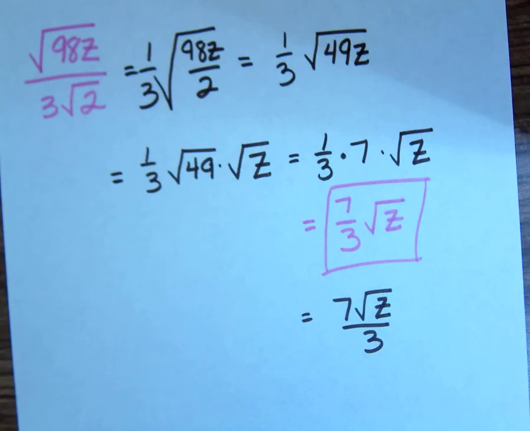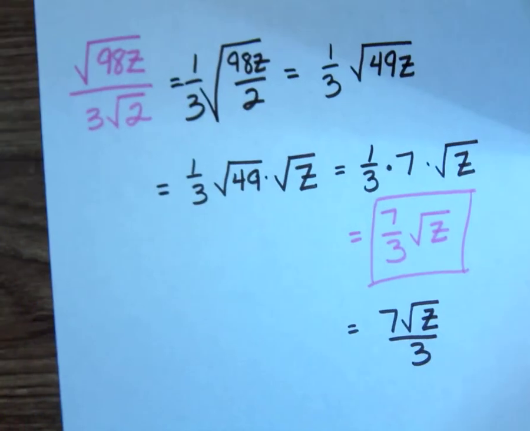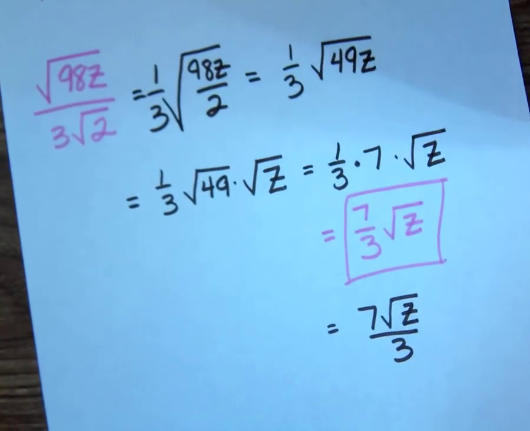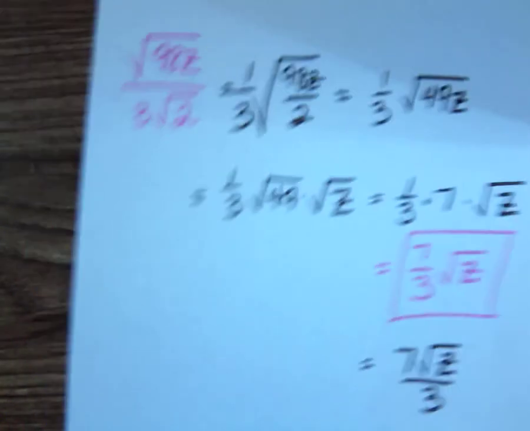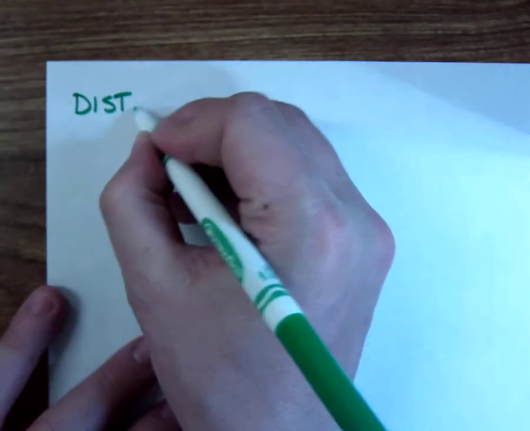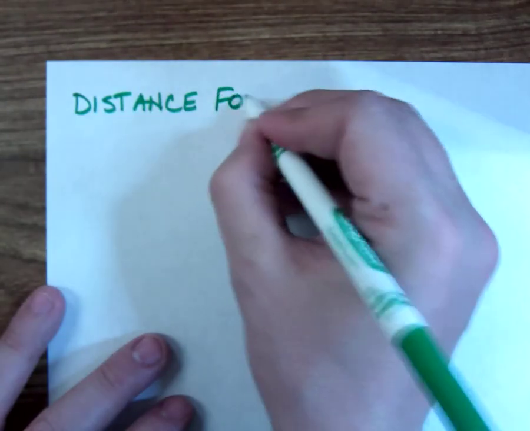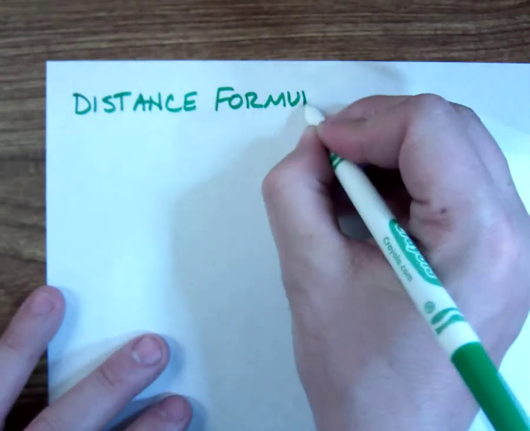Okay, I want to finish up by sharing two formulas with you. We're going to do one example of each and then we'll be done for now. Here are the two formulas I want to share with you. The first formula we're going to learn is the worst. It's called the distance formula. The distance formula is used to tell how far apart two coordinates are.